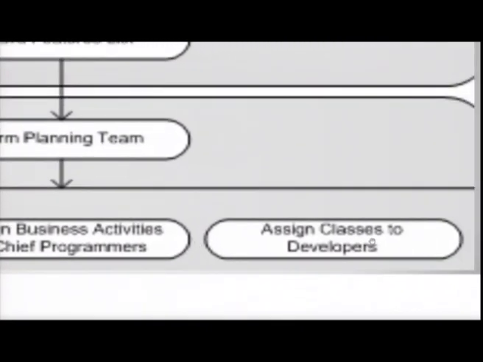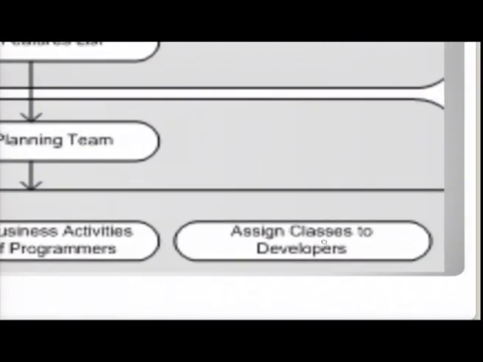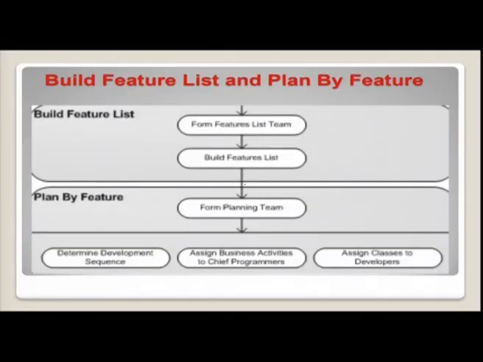Then assign classes to the developers. To developers, classes are assigned. So, this speaks about the planning to build a feature list and to plan by feature. Then after you have planned your feature, now what you do is you design those features. How do you design? You form a feature team.